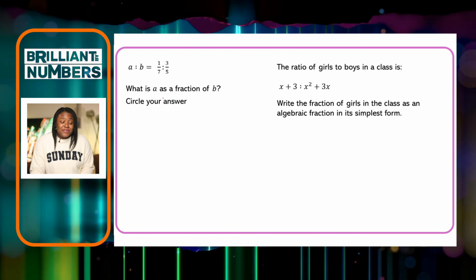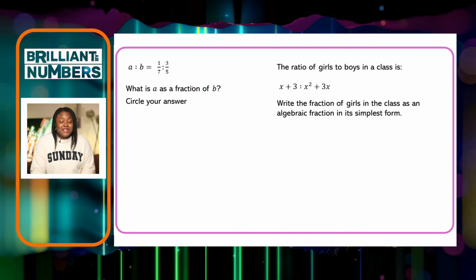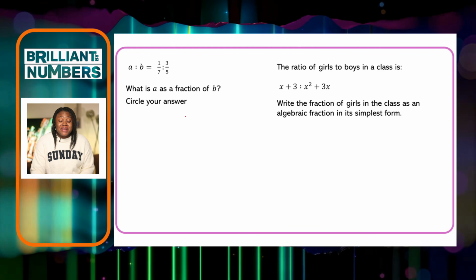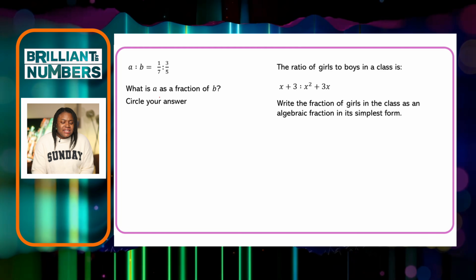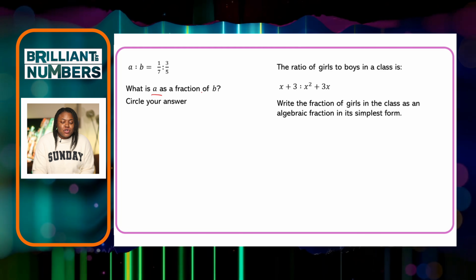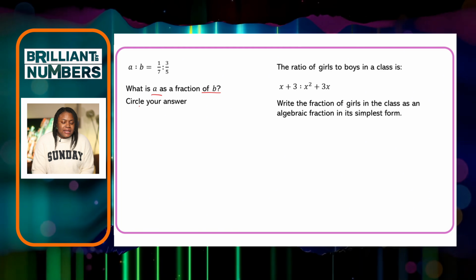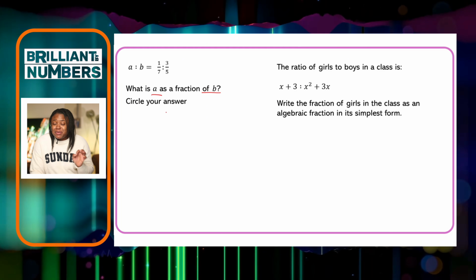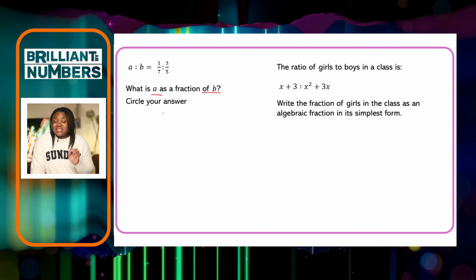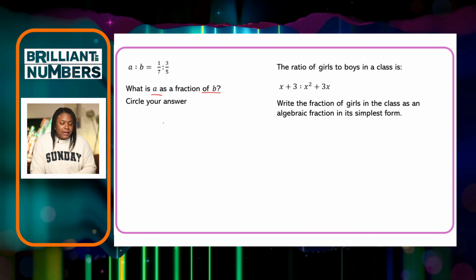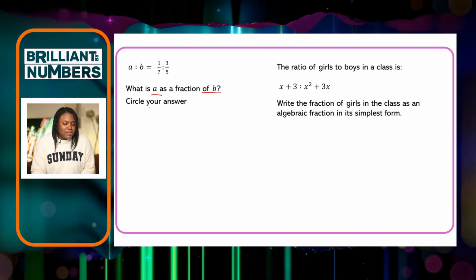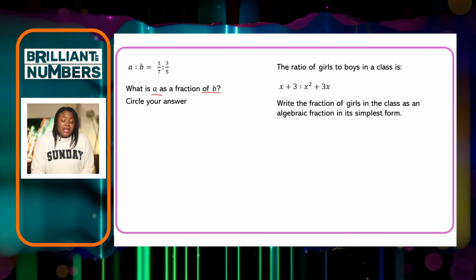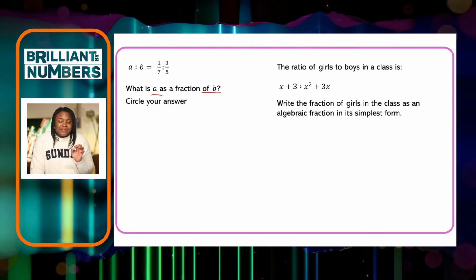So in this question, we're told that the ratio of A to B is 1/7 to 3/5. What is A as a fraction of B? Circle your answer. So guys, this was supposed to be a multiple choice, but I didn't bother to do that and I forgot to change it. So I wanted you to work it out. So forget about the circle your answer part of it. So A to B as a fraction. So A as a fraction of B.